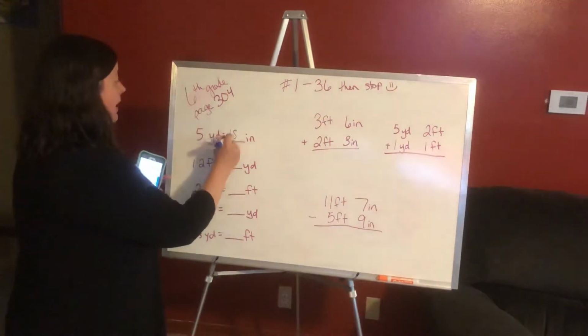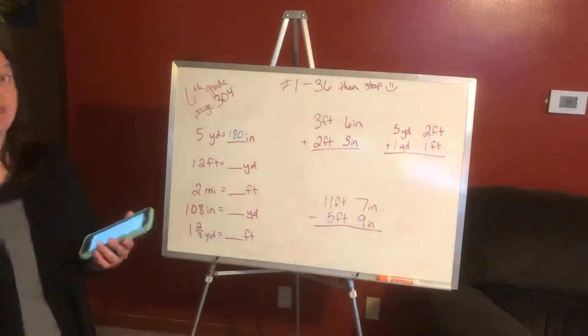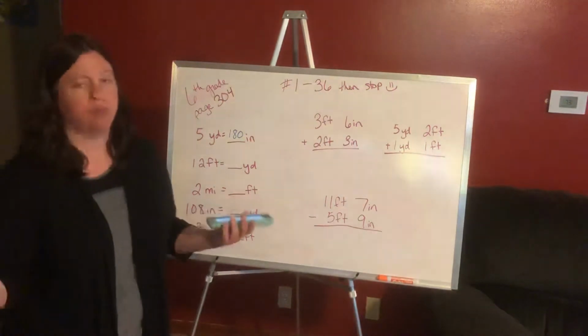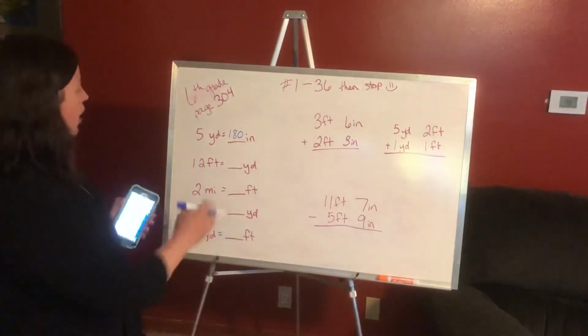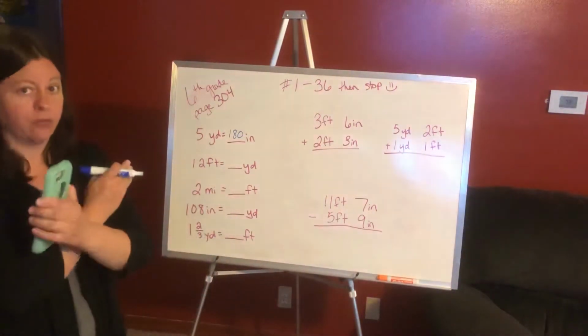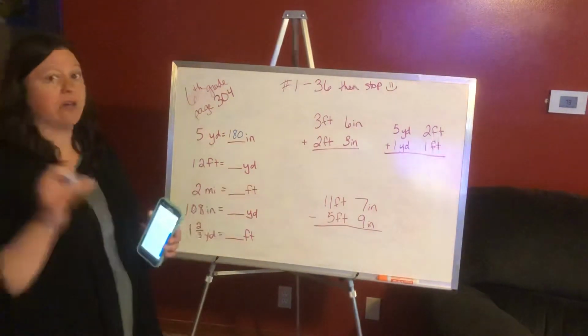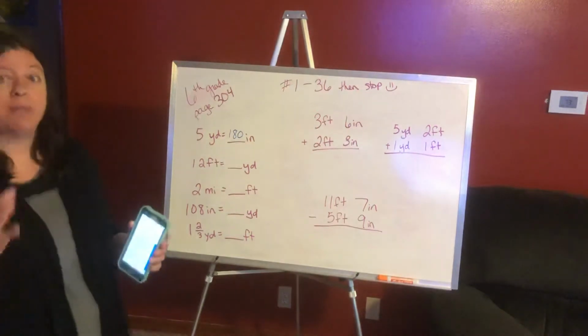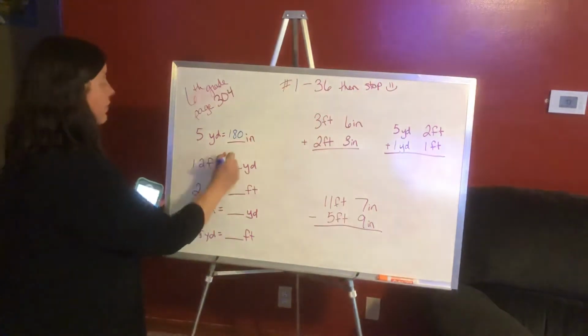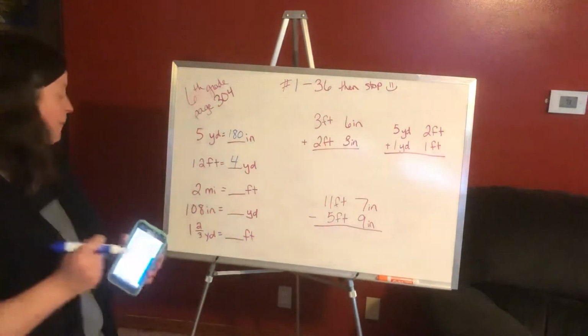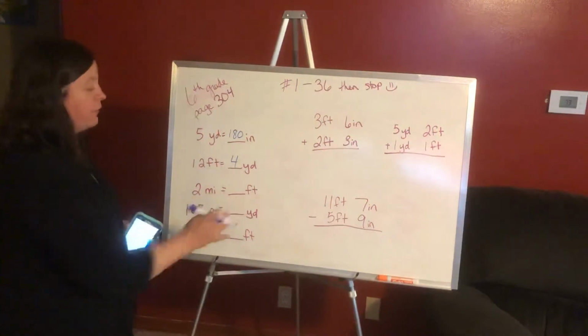You may use your calculators on this if you want to. There's probably several of these you won't need to use a calculator for. All right, feet to yards. Feet is smaller, so feet to yards means we divide. How many feet are in a yard? 3. So divide 12 by 3, and you get 4. Next one, 2 miles to feet.